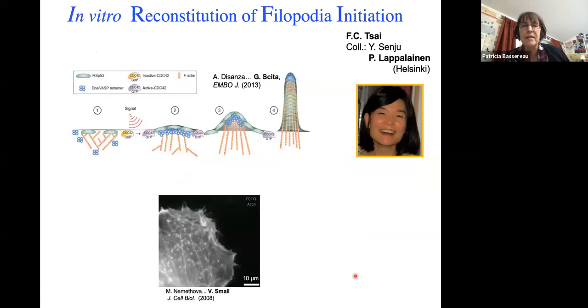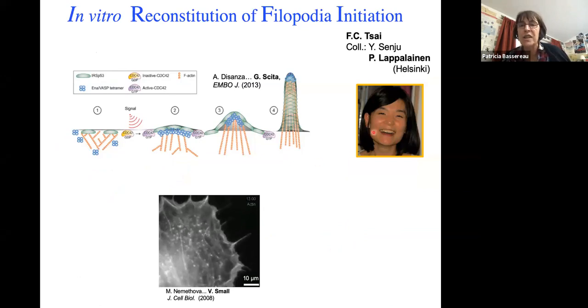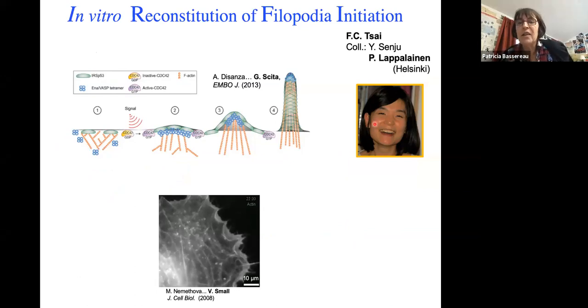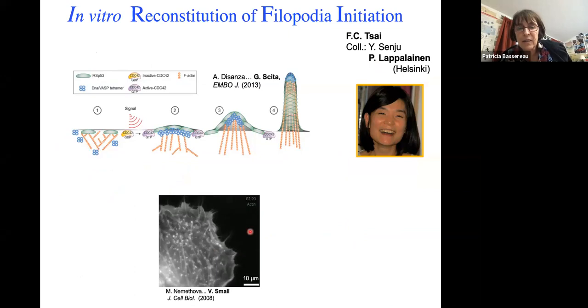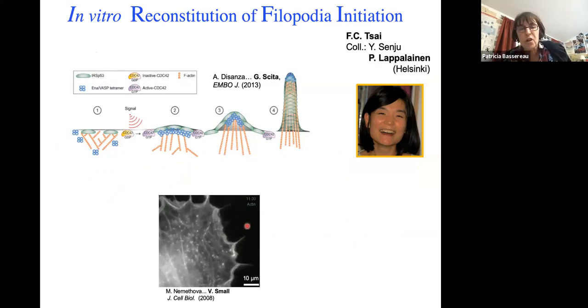And I will finish with this example. So this is also something that we wanted to reconstitute with Fong Chin-Sai, who was a postdoc in my group, and now she has a permanent position in the group together with Pekka Lepalainen. So we wanted to reconstitute generation of this structure, very tiny protrusions, which are formed at the edge of a cell, which are called filopodia.